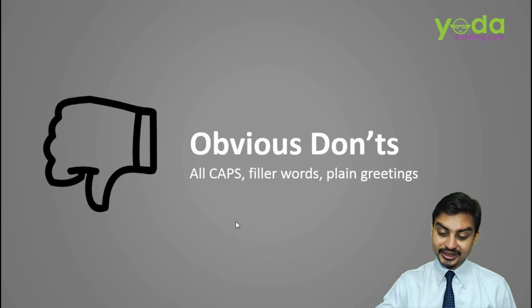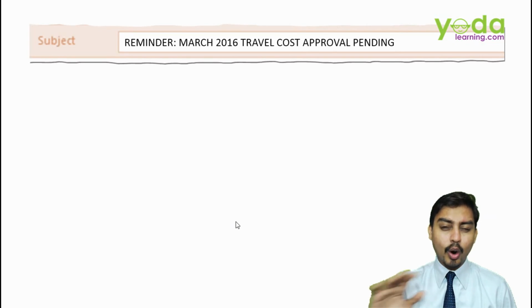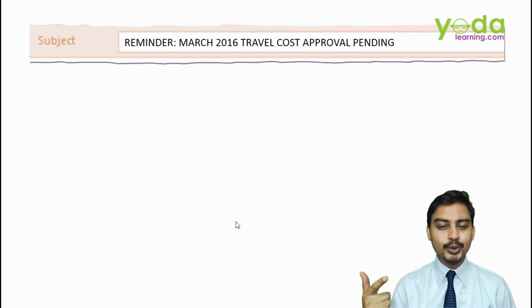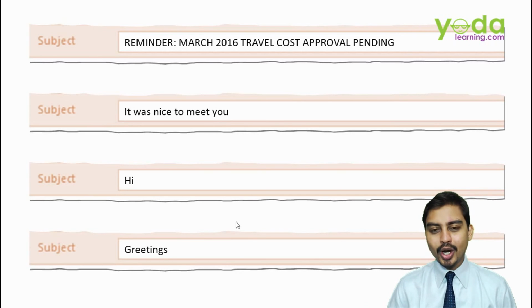Now, the obvious don'ts are: do not use all capital letters in your subject line. Maybe one or two words to highlight somebody's attention, but not the entire sentence. Another don't is, do not include a conversation style in the subject line. Something like it was nice to meet you, hi there, or simply greetings. It should just summarize the essence of the entire message in that particular line.